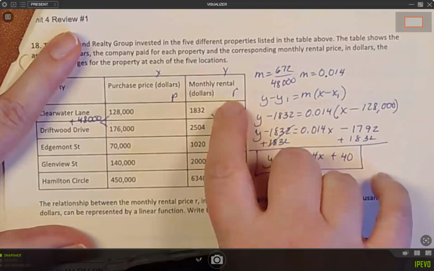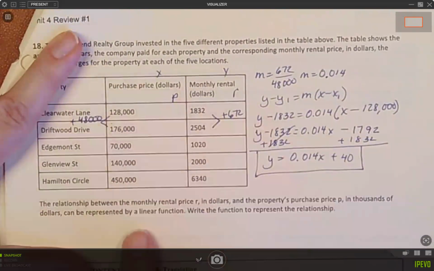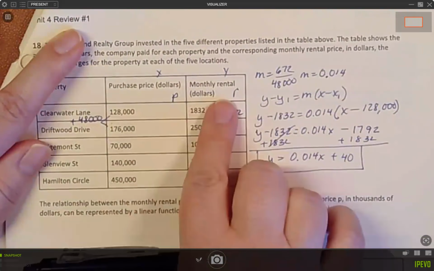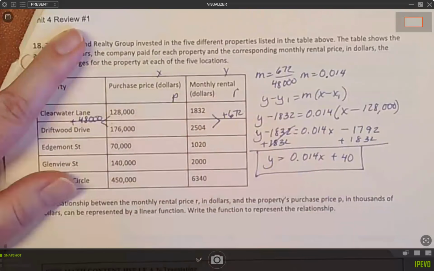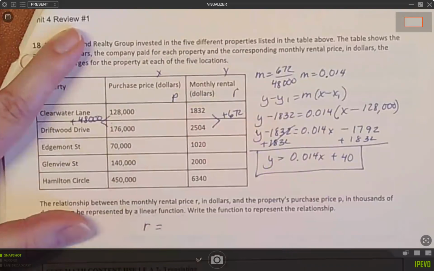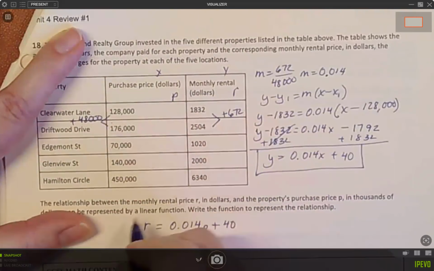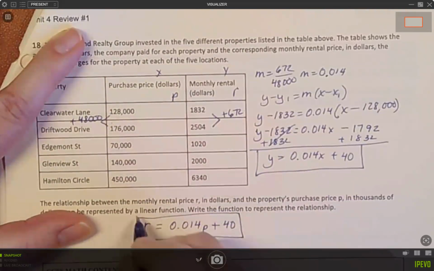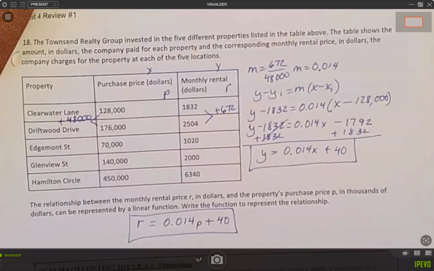Oh, but they wanted us to write this in terms of the rental price and the purchase price in P per dollar. So instead of y equals, our rental price is equal to 0.014 times the purchase price plus 40. Okay, so that's the relationship: you can calculate the rental price based on the purchase price.